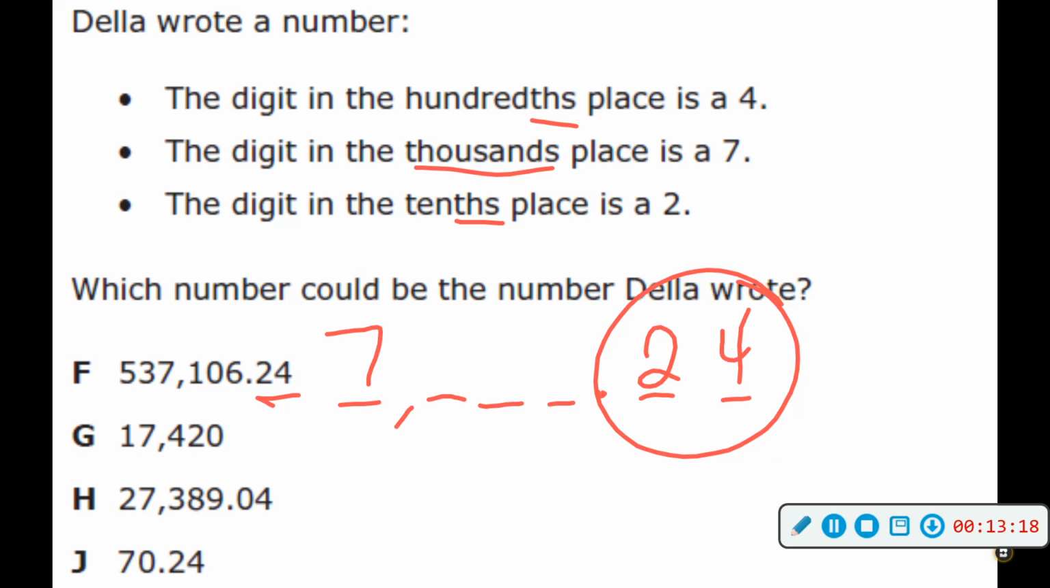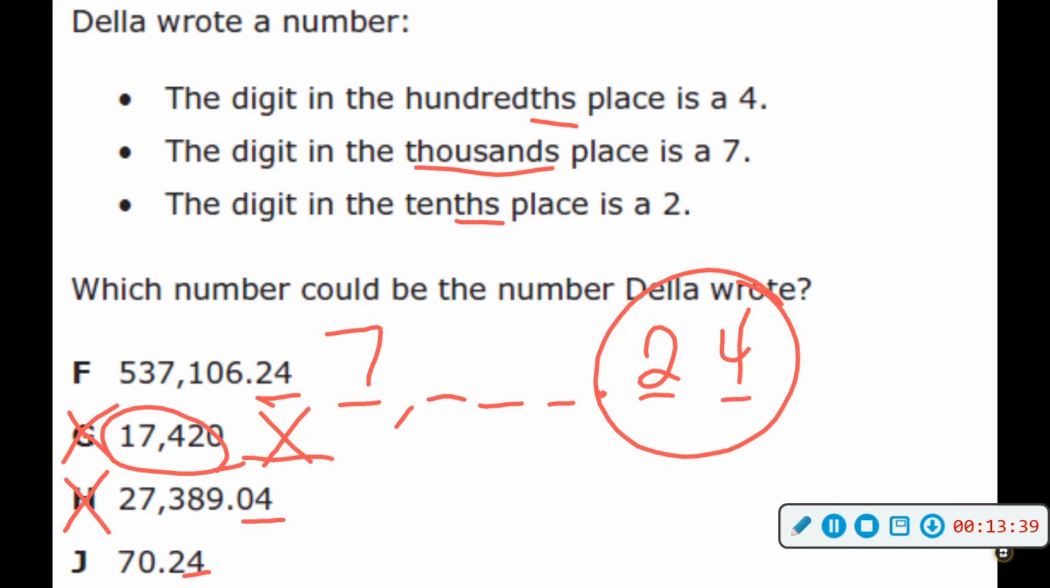This one has 24 hundredths. This one has 24 hundredths. So the answer could be F or J. However, this is a whole number, so there are no decimals there, which means this could not be our answer. I also don't see 24 hundredths there. I see 4 hundredths. This one could also not be our answer.